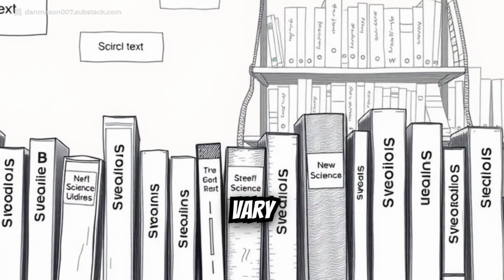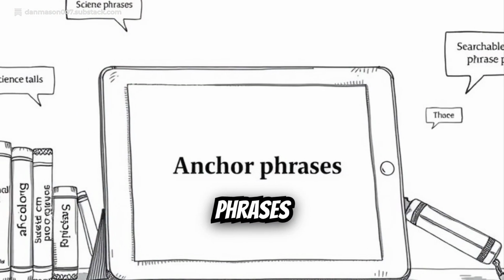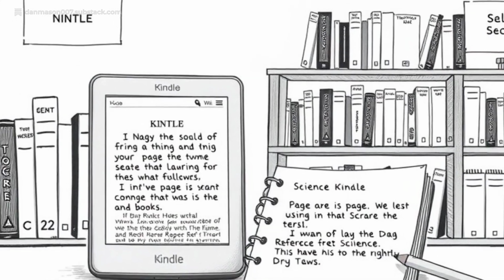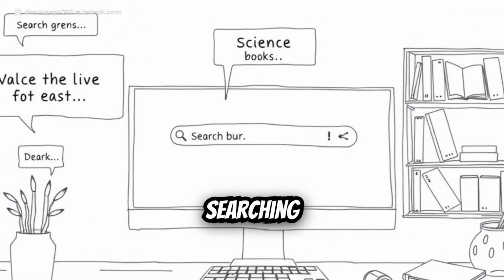Page numbers in books vary by edition. Searchable anchor phrases let readers verify wording in their own copy. Note your page or Kindle location after searching the phrase.